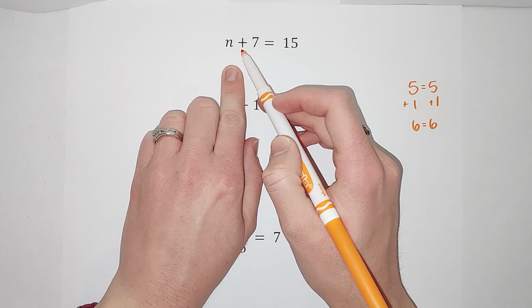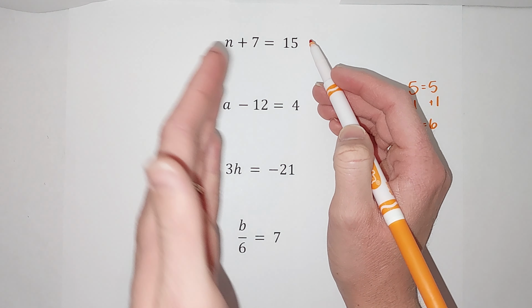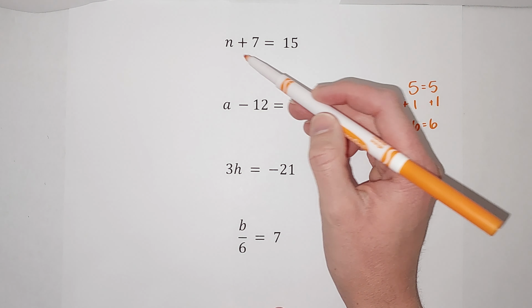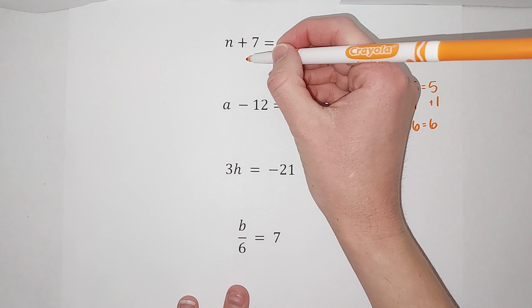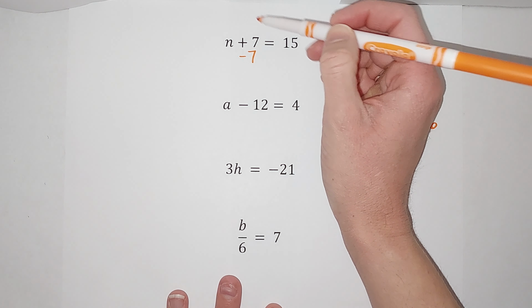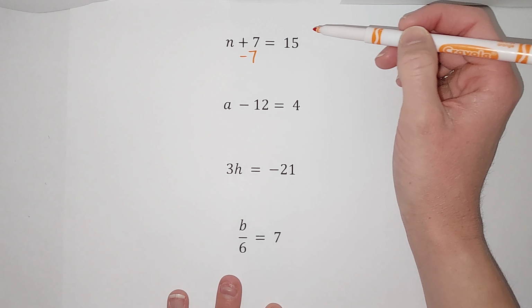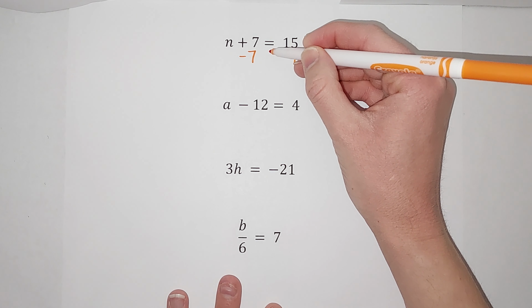So right now I have n plus 7 equals 15, but I just want n equals something, okay? So what do I need to do to get rid of that plus 7? Well, I'm going to do the opposite of it, so I'm going to subtract 7, okay? If I subtract 7 from this side of the equation, I need to subtract it from this side as well, okay?